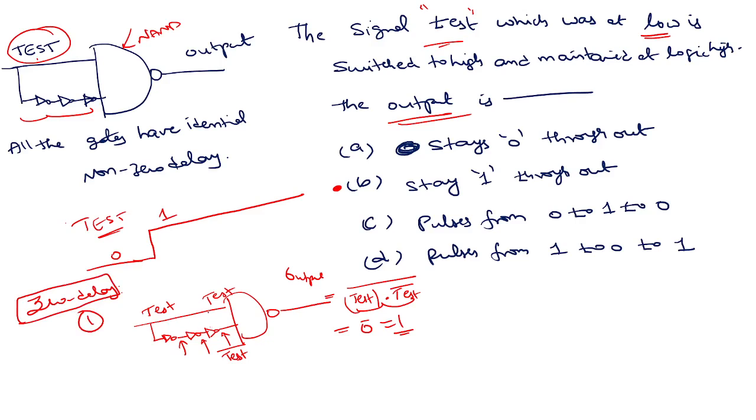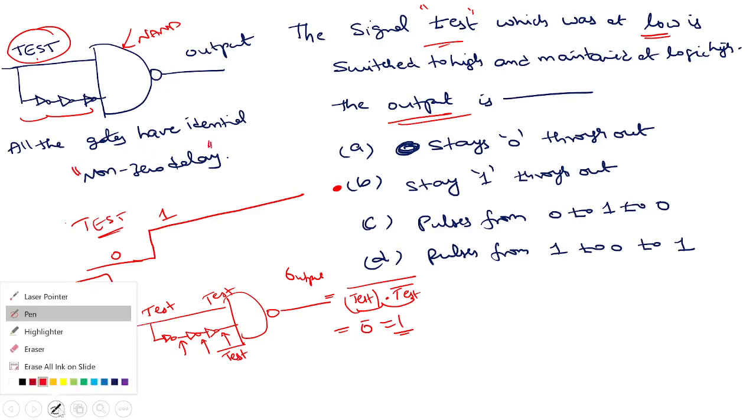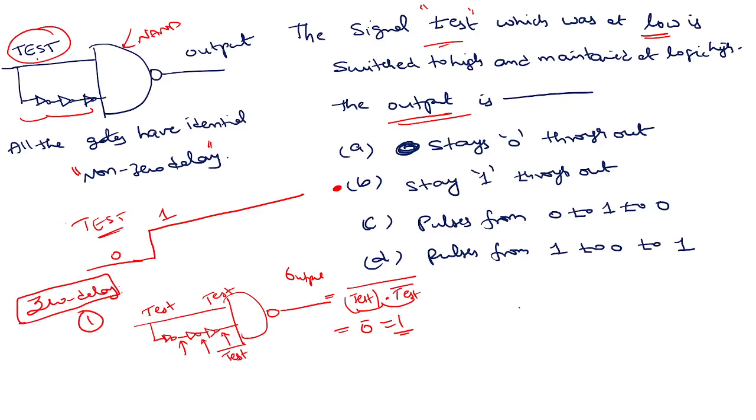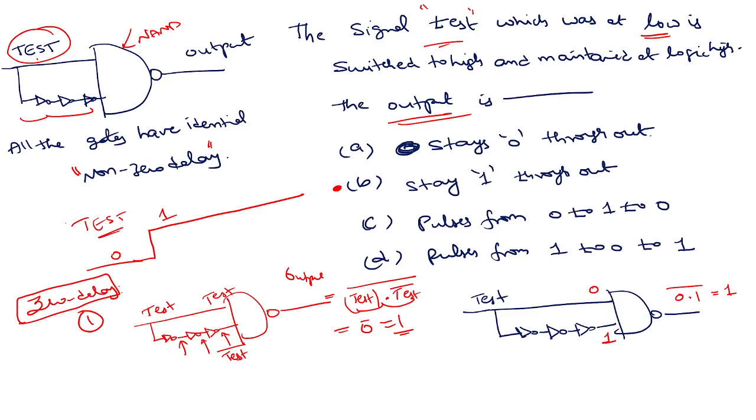But the question is not that. The question is, it has a non-zero delay. So what is non-zero delay? Let's assume something. These are not very difficult problems, okay? It is only that they look like that. This is test. Initially it was at low, correct? It was 0. That means this would have been 1, correct? Initially the output was 1 when test was at low.